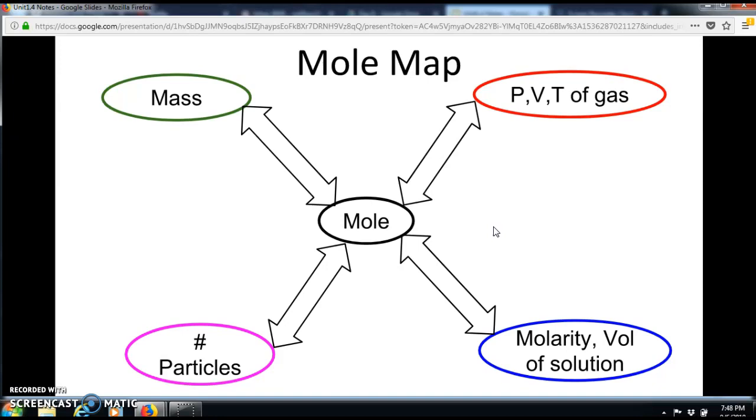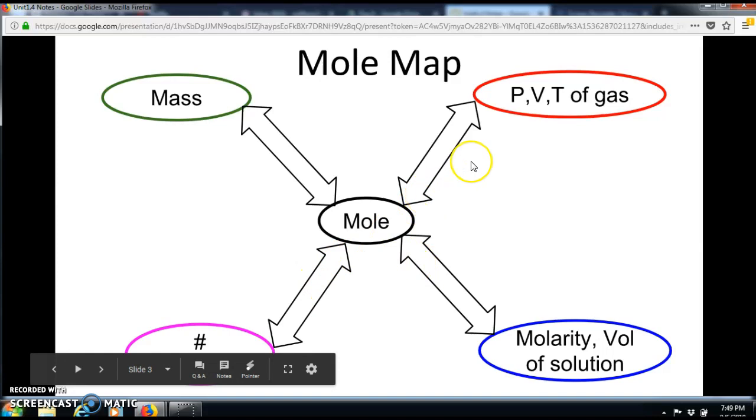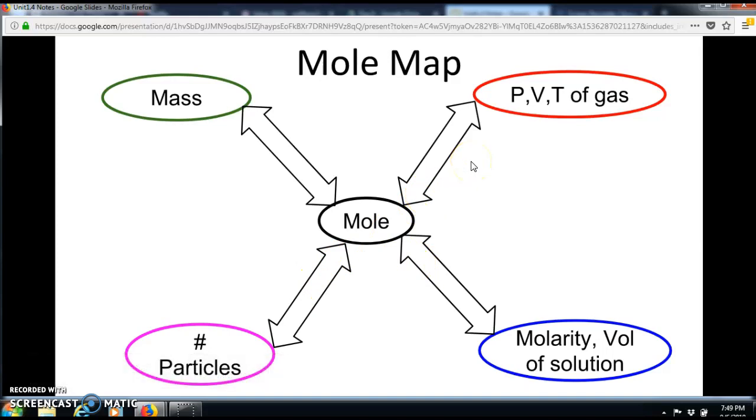So just a brief review about a mole map. A mole map is a very nice strategic tool that you can utilize to help you map out ways to convert from one quantity to another. And you'll notice that the central quantity here is the mole. So for example, for a given substance, if you are given the mass of that substance and you wanted to find the pressure, you could utilize this mole map to help you map out how you would do that. And along these arrows here are equations that are used to help you go from one quantity to the next.